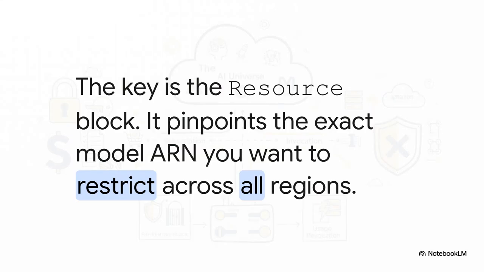And see, instead of that condition block we saw before, the star of the show here is the resource block. This is where you put the full Amazon resource name, the ARN of the model you want to block. You're targeting the model itself directly, which effectively just turns it off for that user or role.